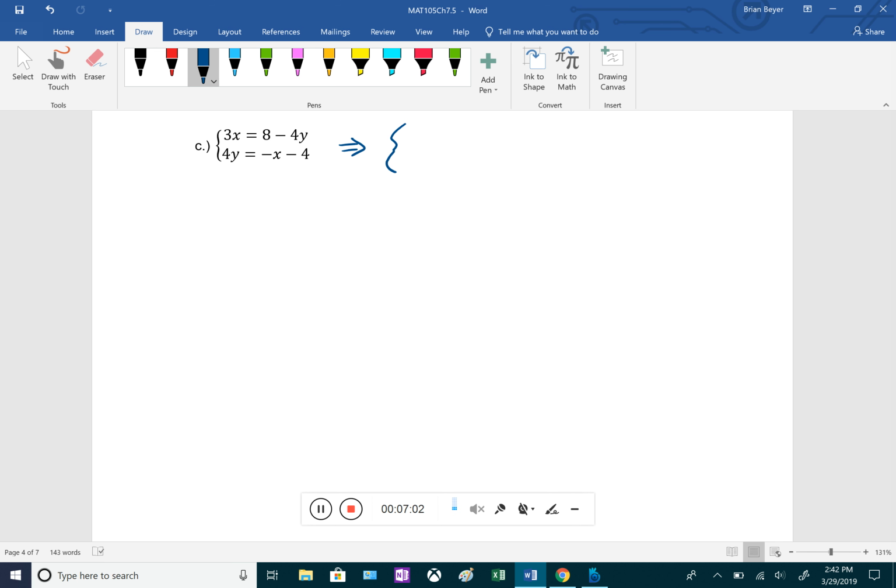I'm going to add 4y to both sides in the first one, so 3x plus 4y equals 8. And then I'm going to add x to both sides for the second one and get x plus 4y equals negative 4. Okay, so now we want to cancel one of the variables. We have a 4 coefficient on both of the y's. So we can multiply one of the equations by negative 1 to cancel the y variable.